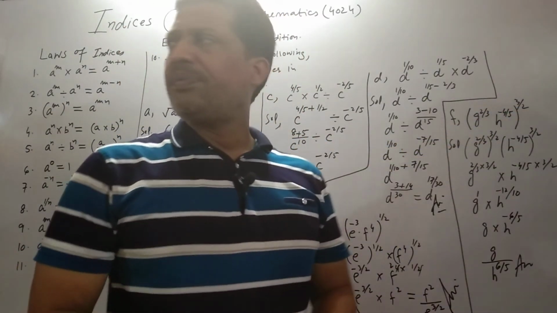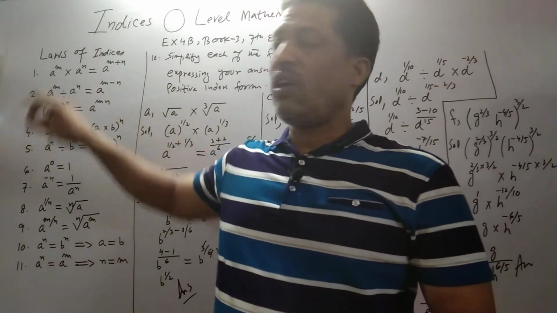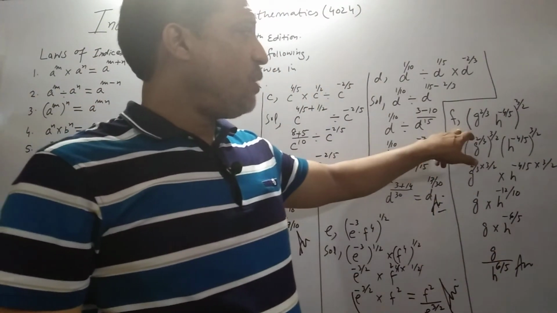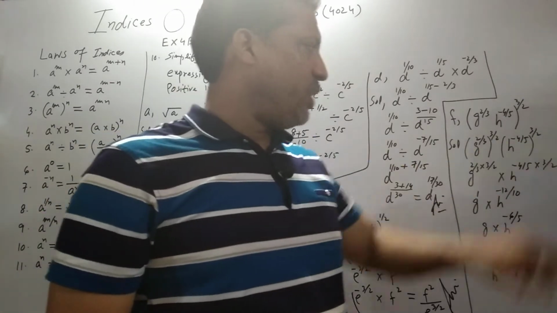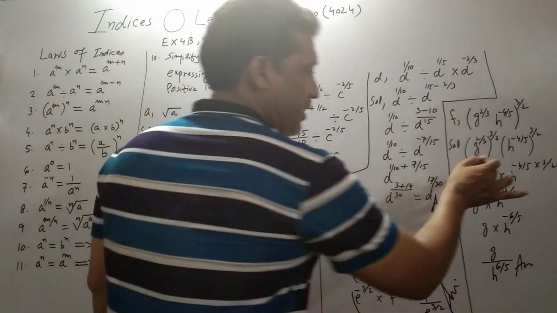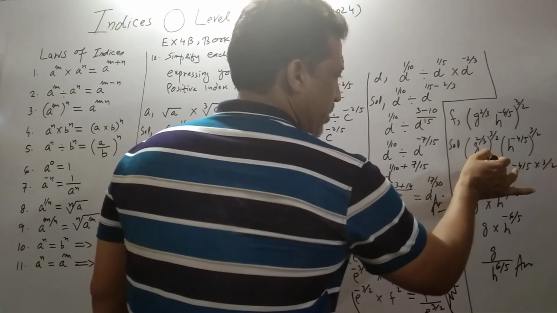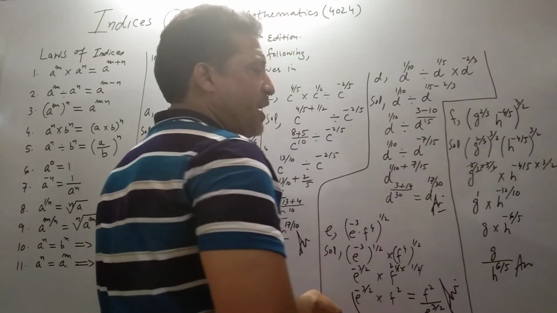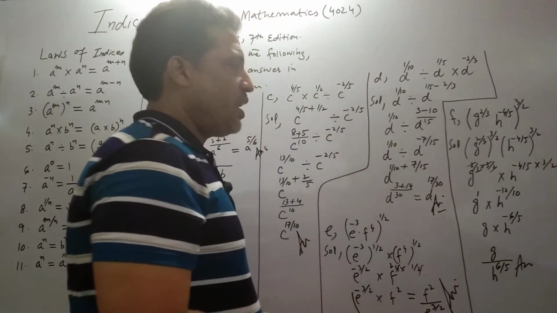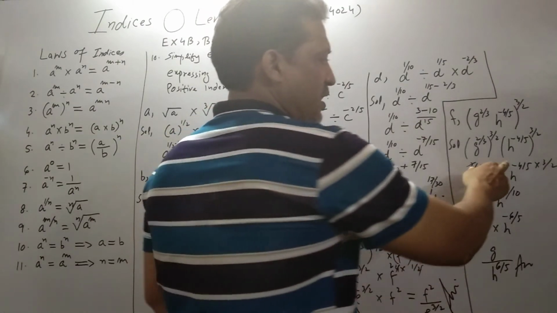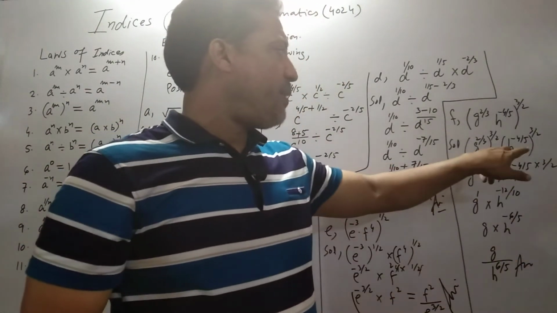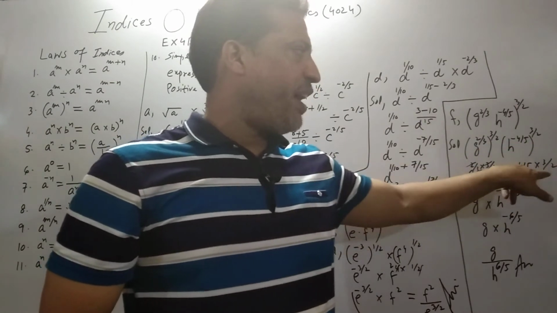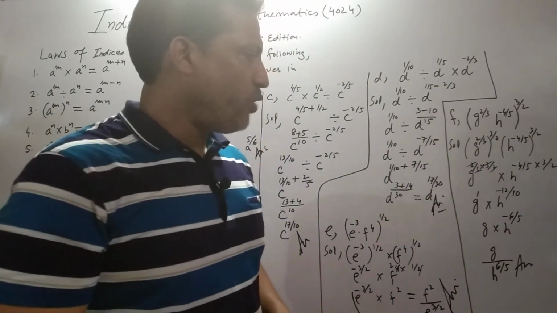And you know, the third law is power to the power is always multiply. Therefore 2 upon 3 into 3 upon 2 and minus 4 upon 5 into 3 upon 2. Look carefully, this 2 cancels by this 2 and this 3 cancels by this 3. What is remaining? Nothing. If nothing, then 1. And this one is multiply numerator by numerator and denominator by denominator. Minus 4 3s are minus 12 and 5 2s are 10. So minus 12 upon 10.